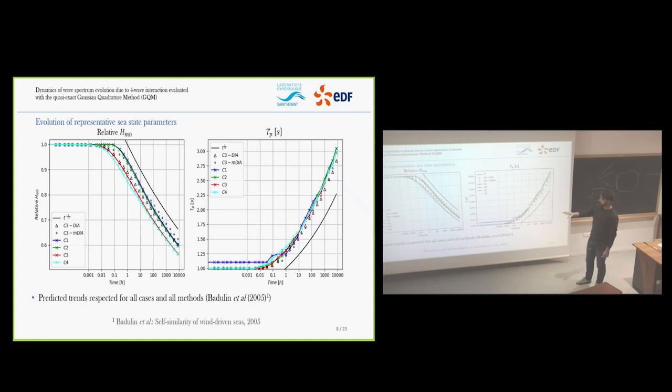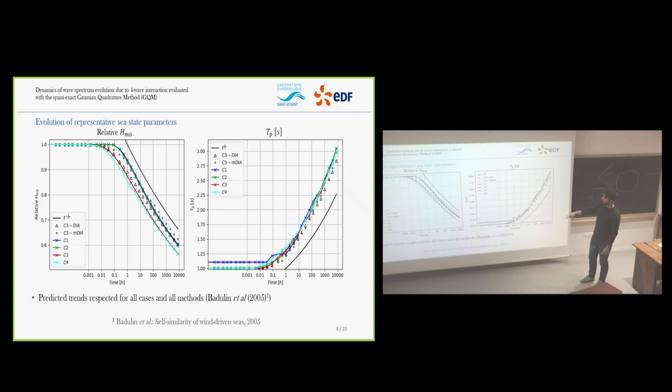The results are plotted here: the colored lines are for the GQM simulations, and for DIA and multiple DIA we only reported case 3, which was the beginning JONSWAP spectrum, while for GQM, all 4 initial cases are shown.